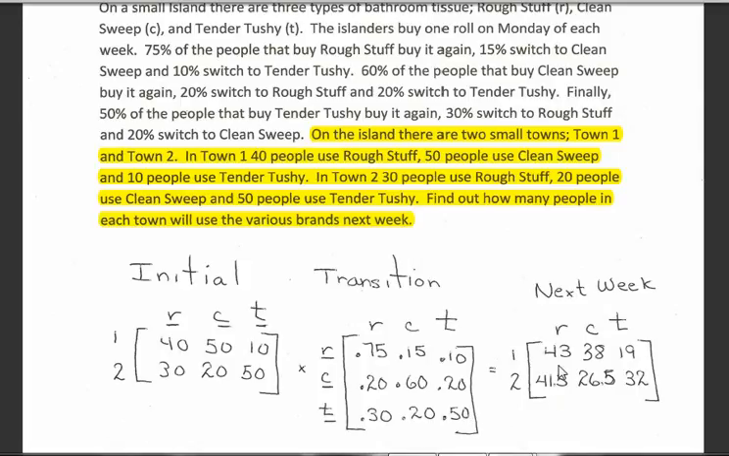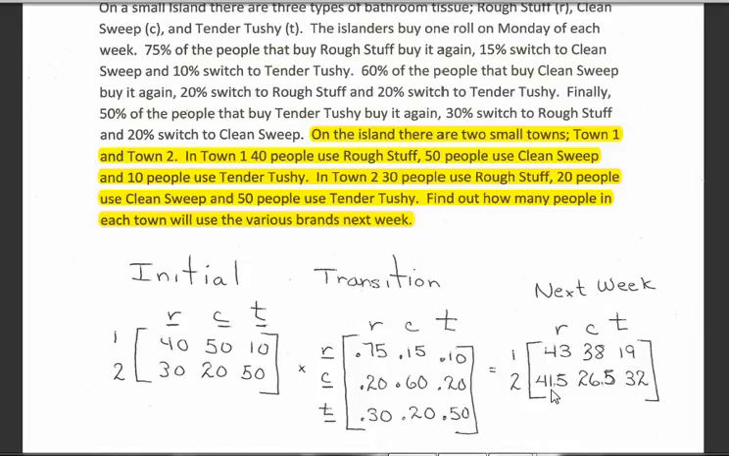And on your calculator, you'll get a matrix that's got a row number 1, which is town number 1, comes from over here. Rough stuff, clean sweep, tender tushy. But this is next week. We've got 43 people using rough stuff, 38 people using clean sweep, 19 using tender tushy.